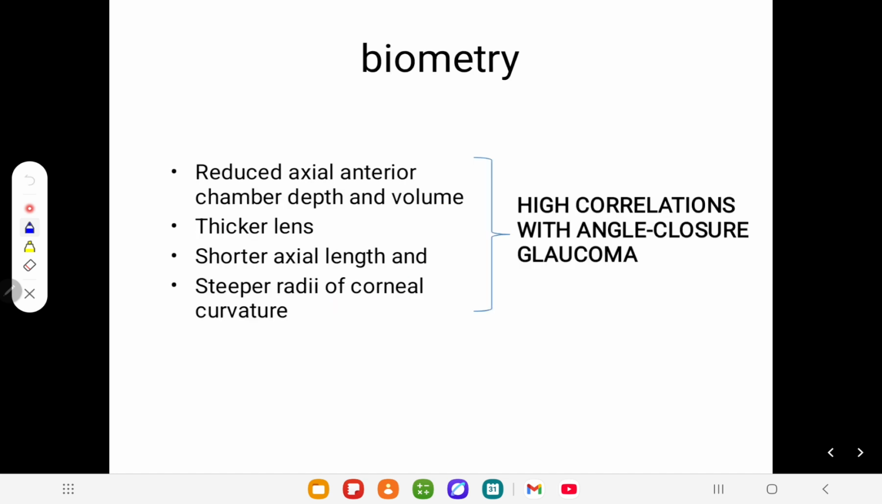So biometry. Whenever we think about biometry, we always think about angle closure glaucoma, because the shorter the eye, the higher the chances of angle closure glaucoma, isn't it? So what are the biometric things correlated with glaucoma? Reduced anterior chamber depth, it's very crucial, isn't it? Thicker lens, higher chances of angle closure glaucoma. Shorter axial length, definitely higher. Steeper radii of curvature. These are the four things very highly correlated with angle closure glaucoma.